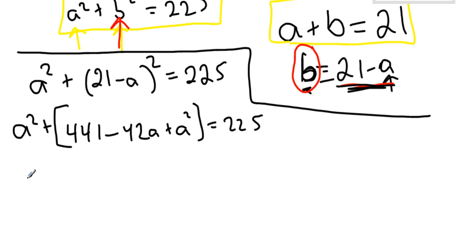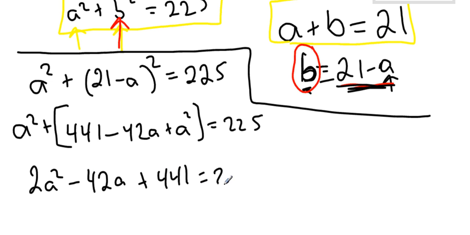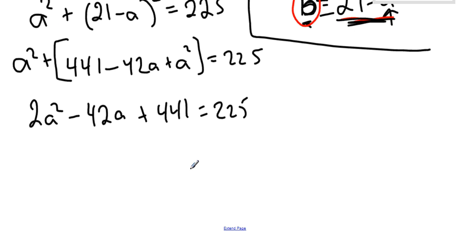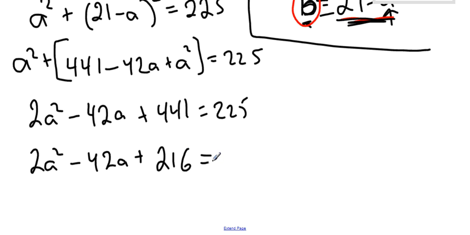So I'm actually going to have 2A squared plus, nope, let's put things in proper order. So 2A squared minus 42A plus 441 equals 225. And of course, in order to solve a quadratic, it has to equal 0. So I will subtract 225 from both sides, and that gives me 216 positive. So there's my equation.